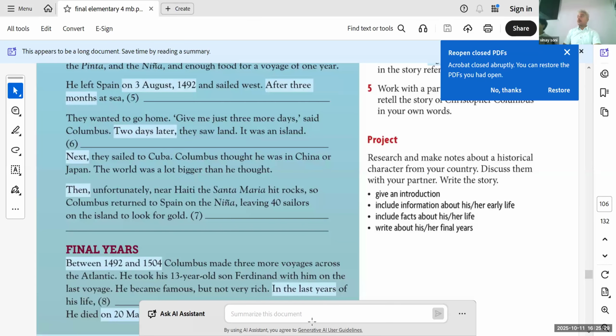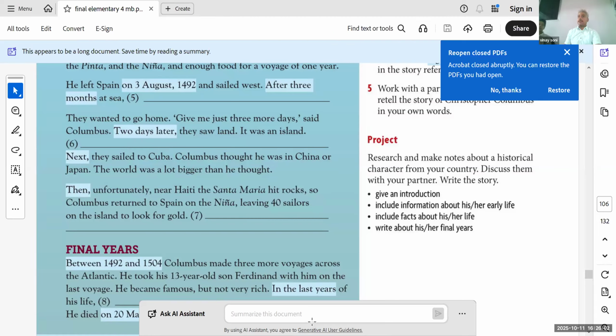The Santa Maria hit rocks in Hindi. Then, unfortunately, near Haiti, the Santa Maria hit rocks. Okay. So, hit rocks means सूजी का हलवा खाया, right? Then, पत्थर से टकरा गया. Santa Maria hit rocks.